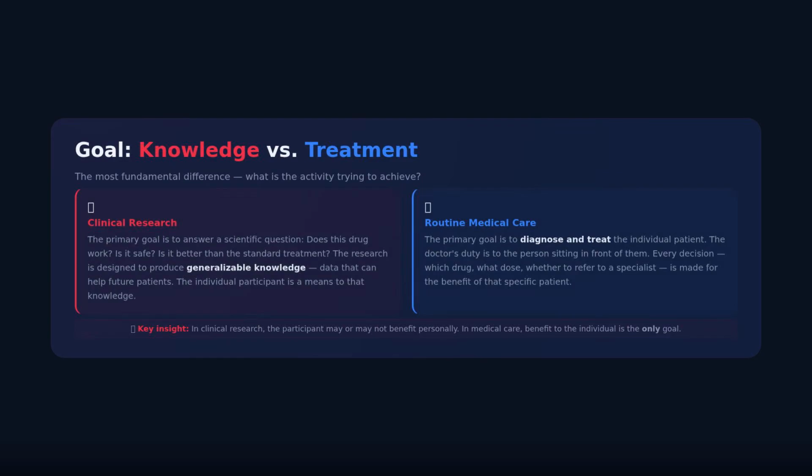The goal is the most fundamental difference. Clinical research aims to answer a scientific question: does this drug work? Is it safe? Is it better than standard care? The individual participant is a means to that knowledge. Routine medical care aims to diagnose and treat the individual patient. Every decision is made for the benefit of that specific person. In research, the participant may or may not benefit personally. In care, benefit to the individual is the only goal.